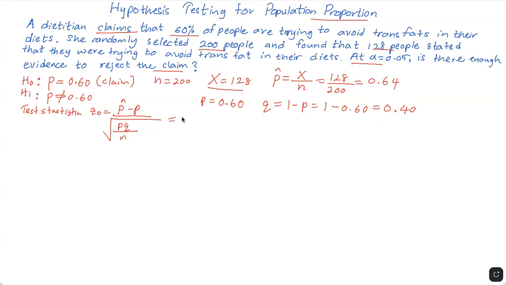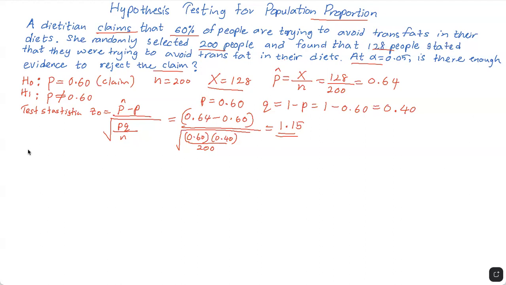Now we know everything. We can calculate this value. P hat is 0.64 minus 0.60, divided by square root of 0.60 times 0.40 divided by 200. So this value is 1.15. Now this is your test statistic value.